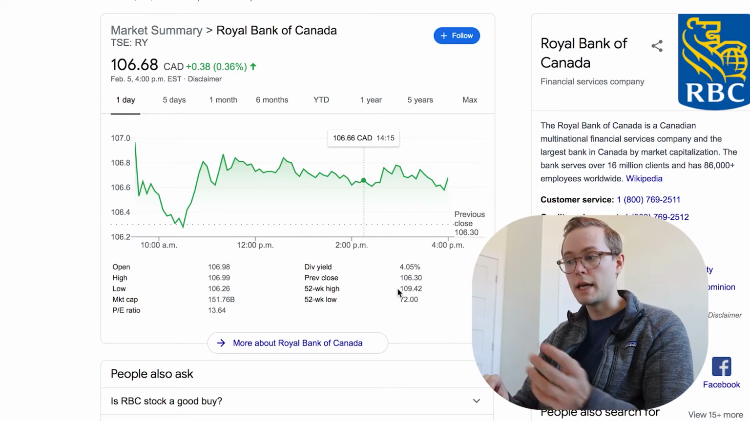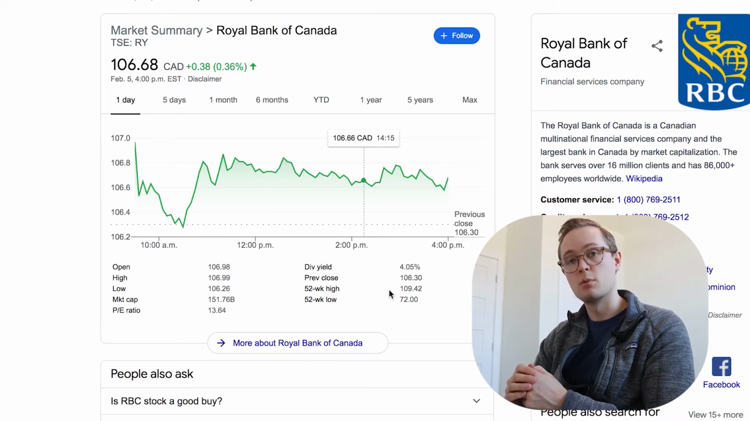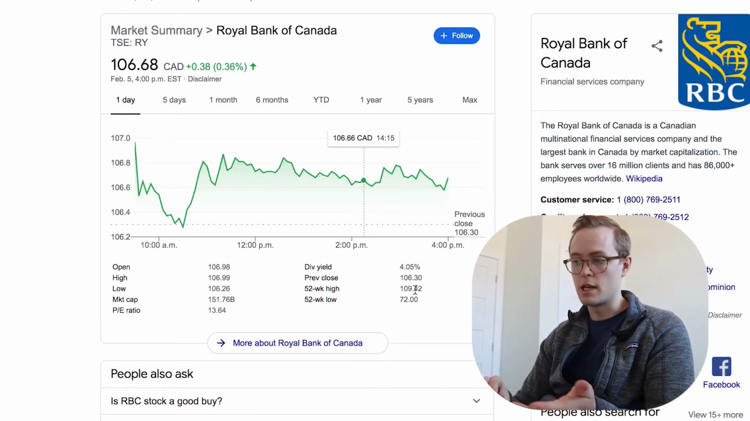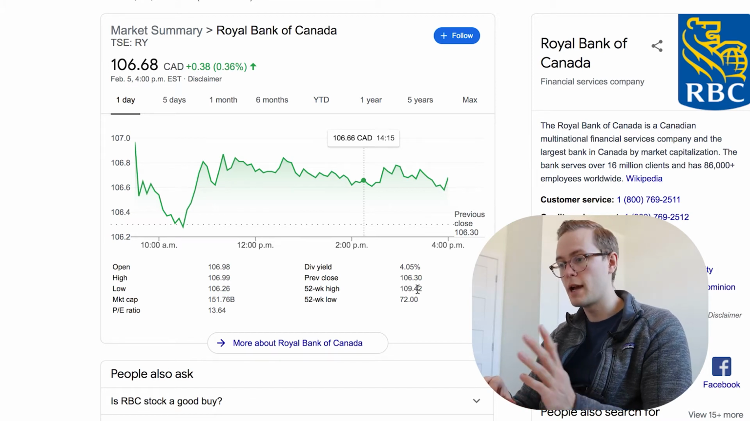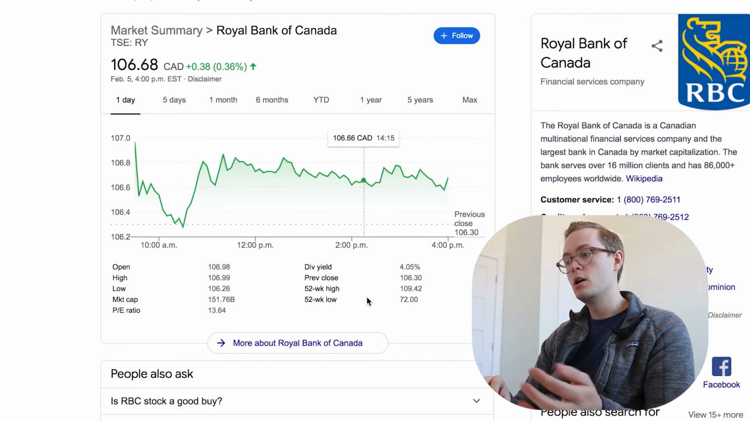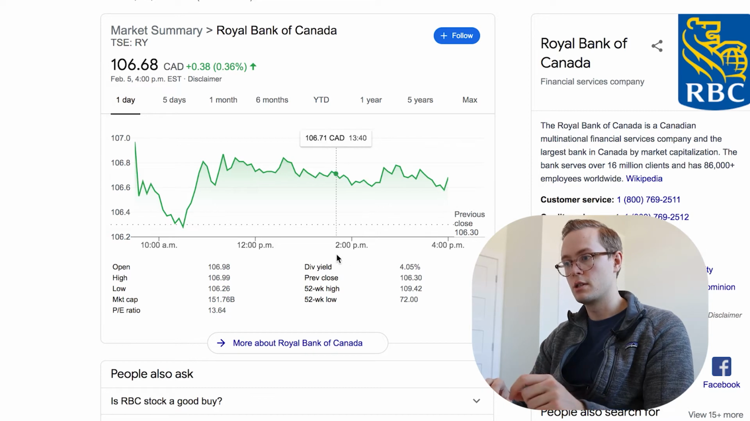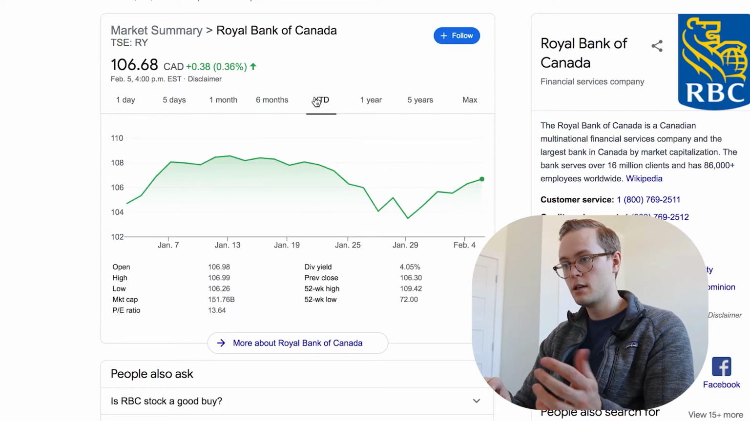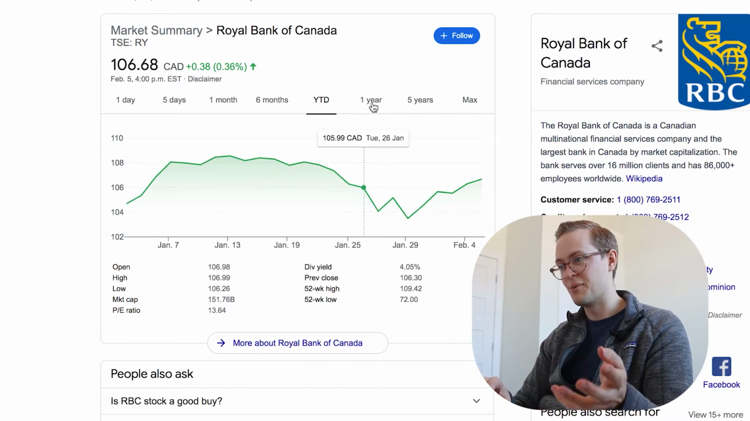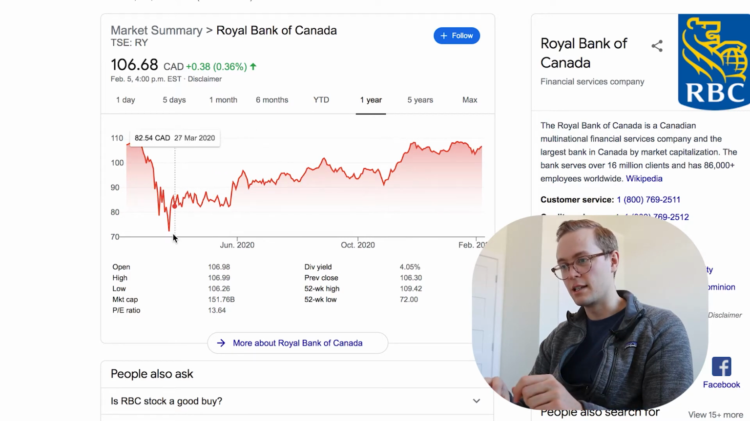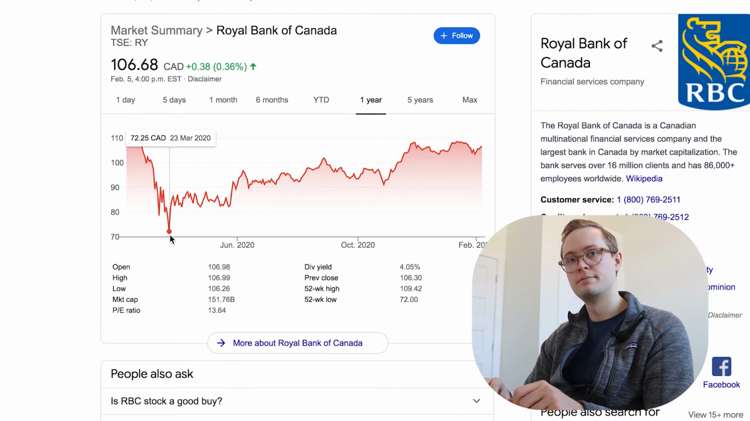The 52-week high is essentially how high was it within the past year. So 109.42 was its max, and its 52-week low was around $72. If we look at the 1 year, it was likely that low around here. Yeah, around March, given pandemic times.